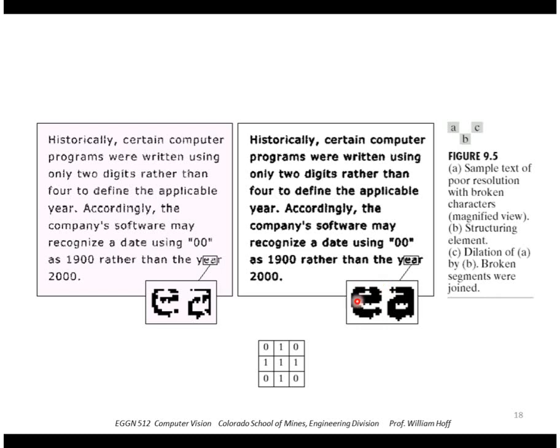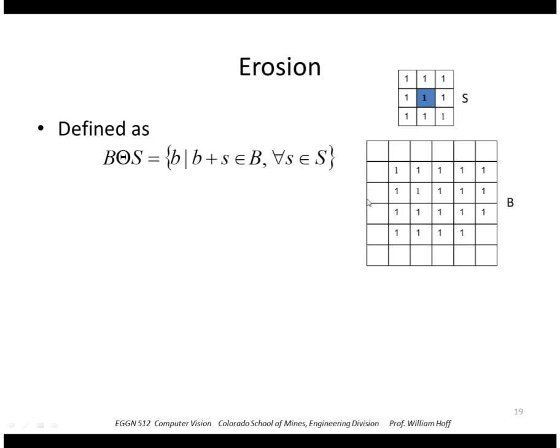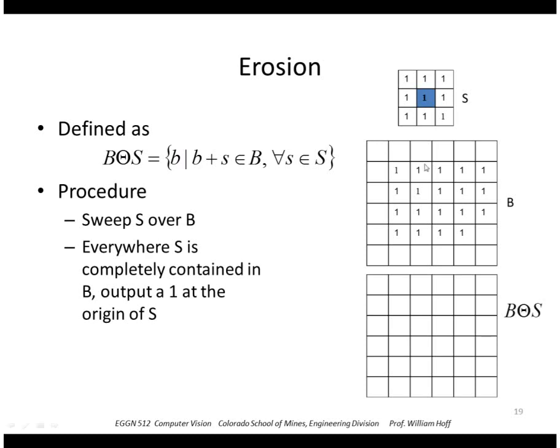Erosion is the opposite of dilation. It's defined with this equation, which says shift the structuring element, the pixels of the structuring element, all over B. Wherever they are completely inside B, output a 1. So essentially, I sweep S over B. Wherever S is completely inside B, I output a 1 at the origin of S.